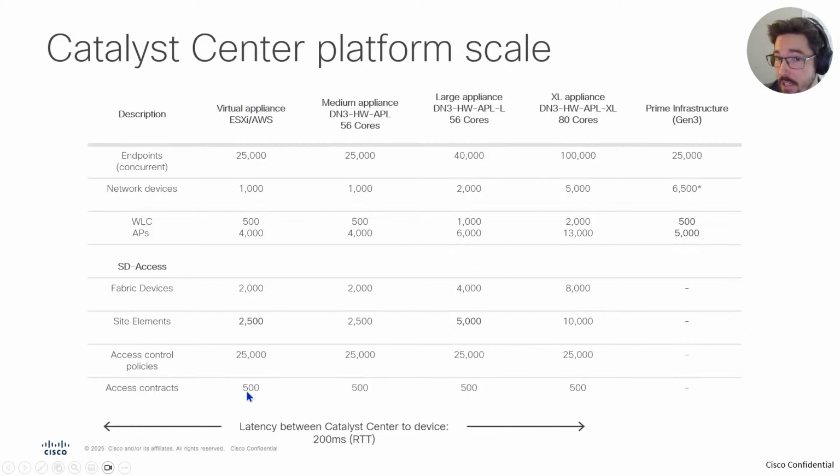So we can see our scaling from a virtual appliance, ESXi, AWS perspective, and then we have our actual physical appliances. We have our medium appliance, which is 56 cores, our large appliance, and then our XL appliance, which is our highest performing model. If you're running a very large network, recommended to get this. Again, if you're running smaller networks, you might get by with getting a virtual appliance or a medium appliance.